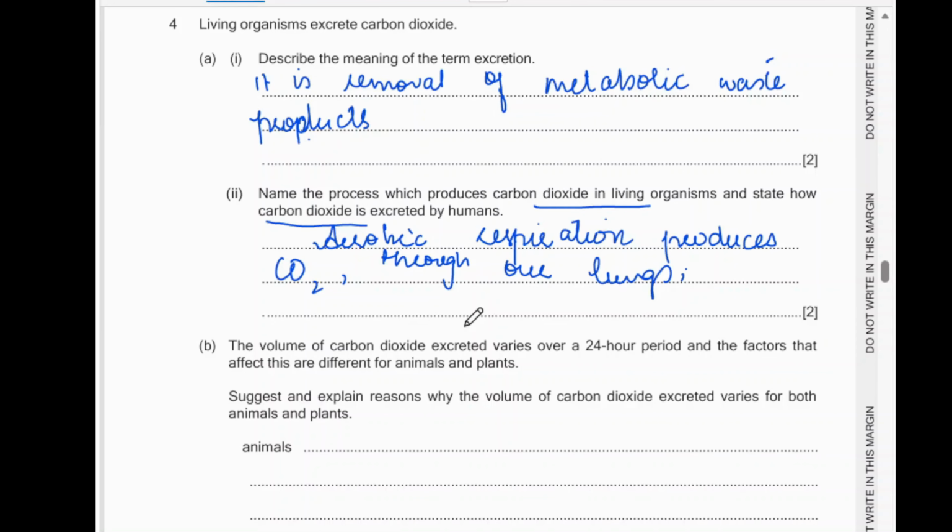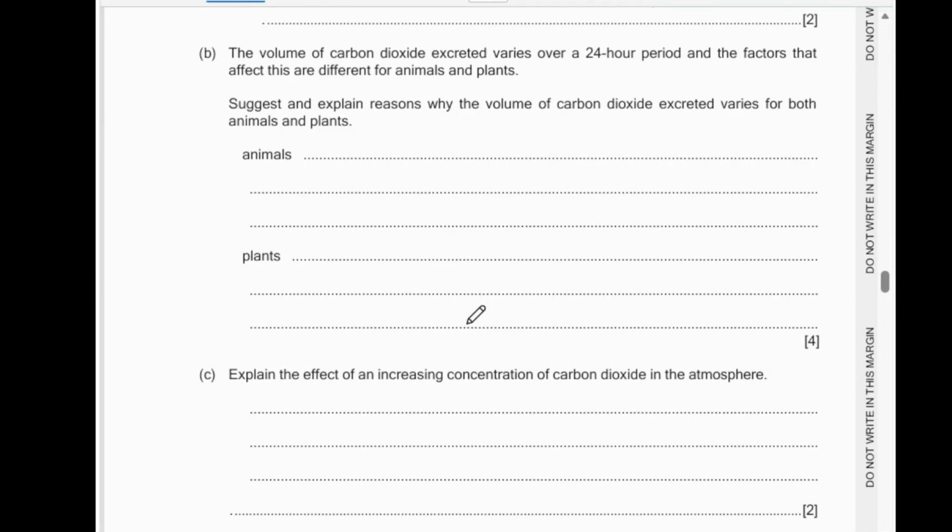Okay. The volume of carbon dioxide excreted varies over a 24-hour time. So we have different respiration at different times. Why do you think so? When do we have high concentration of carbon dioxide in us, animals, in us? When do we have it? Wait, no, whenever we exercise, right? Or we do some physical activity, at that time there is more aerobic respiration.